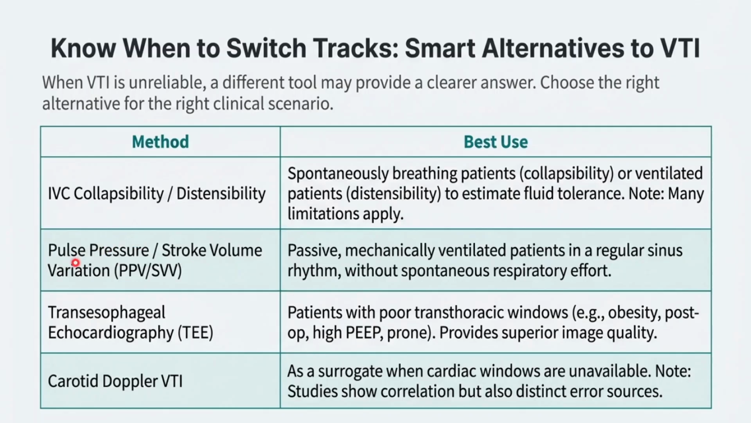Another technique that we use often is the pulse pressure and the stroke volume variations. We mentioned this briefly, that when we do not get good views in case of transthoracic echocardiography, we may consider transesophageal echocardiography. For example, in obese patients, postoperative patients, patients who are intubated with high PEEP, prone positioning of the patients. Because we need very good quality pictures and clips to apply the LVOT VTI measurements. The surrogate for the LVOT VTI is a carotid VTI. However, it has got its own errors and pros and cons as well. So these are the alternatives.